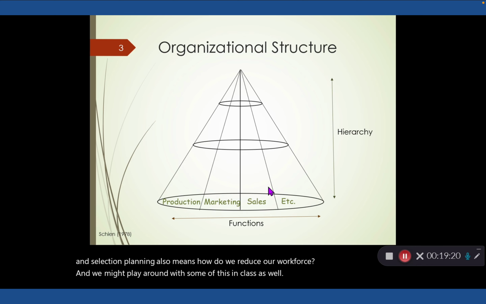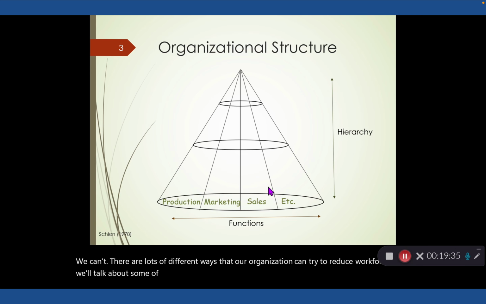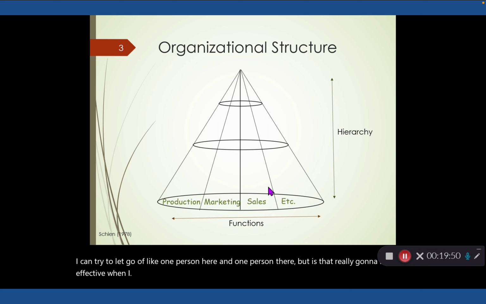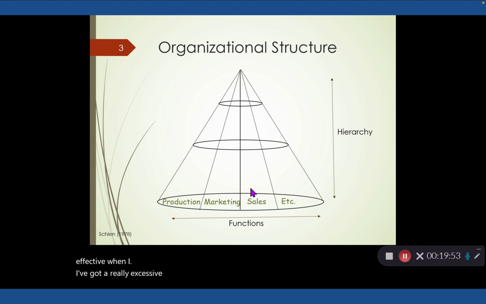When we are reducing workforce because we have too many people, there are lots of different ways that our organization can try to reduce workforce. And we'll talk about some of these in class or in our discussion board. I can try to let go of one person here and one person there, but is that really going to be super effective when I've got a really excessive supply? And there's a lot of human suffering with that as well, right?